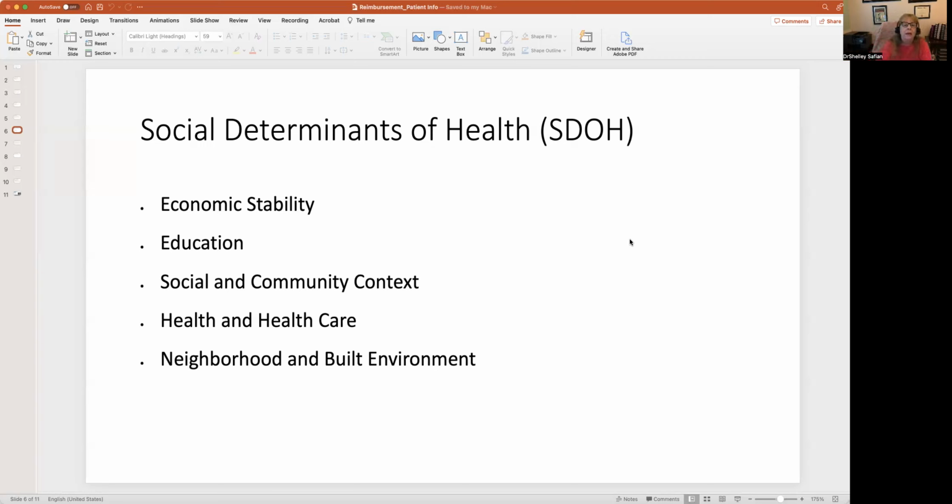All right. And then, of course, neighborhood and built environment, and that refers to the quality of the buildings as well as the building materials. Okay.